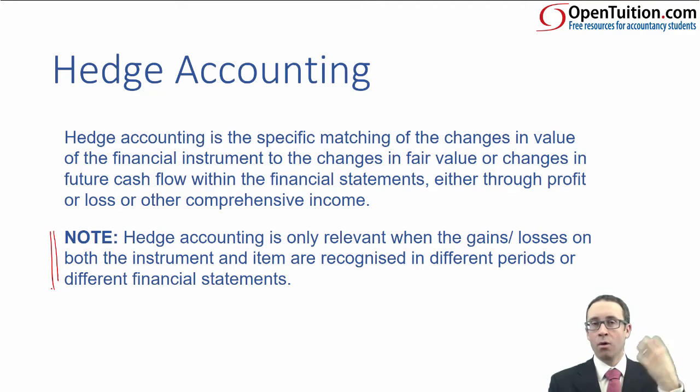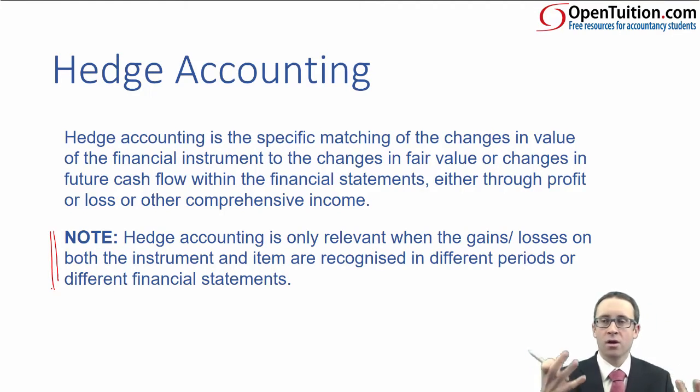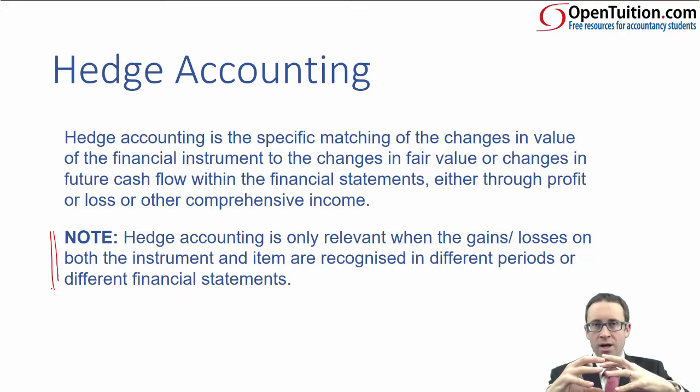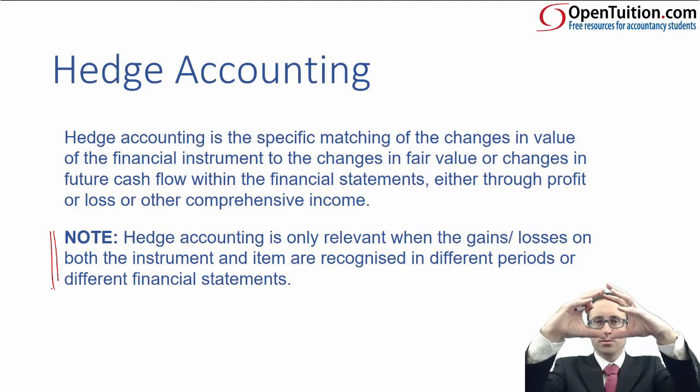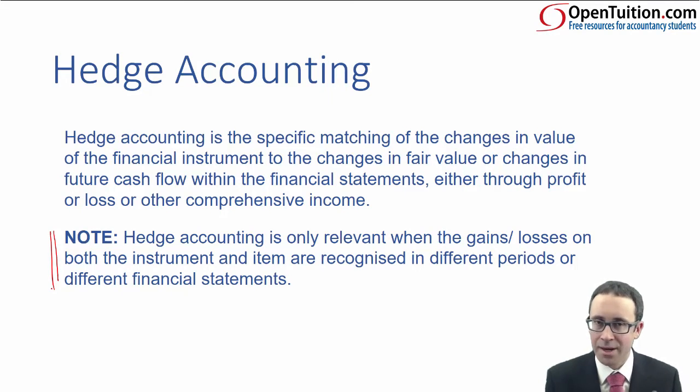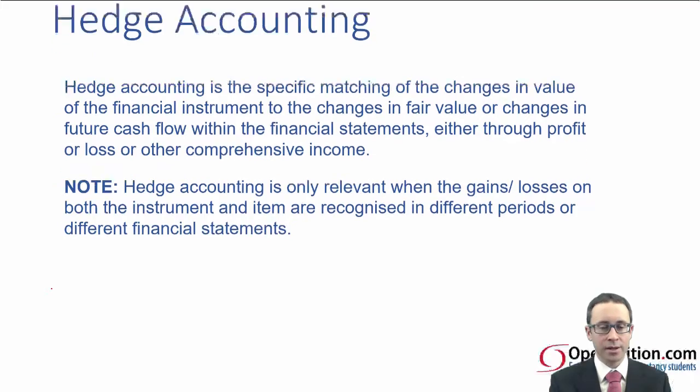So maybe there's a gain in profit or loss and the other goes through OCI. It doesn't match up, does it? We'd like them either in both OCI or both profit or loss, or both this year as opposed to one this year and one at some point in the future. When there's an accounting mismatch, that's the key word.